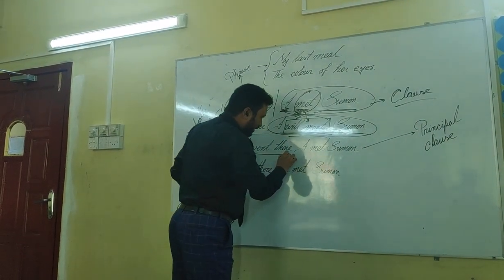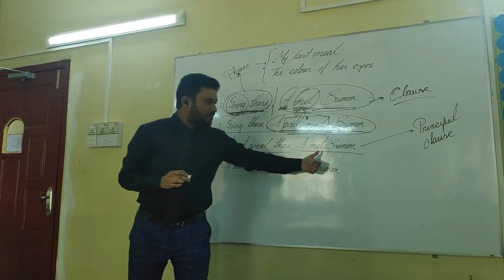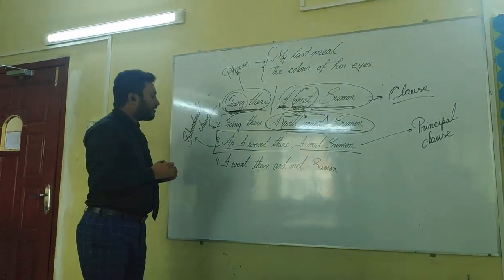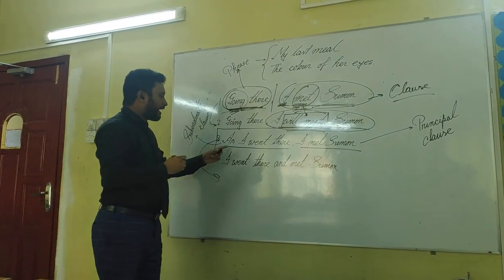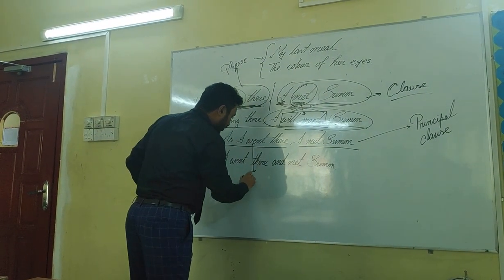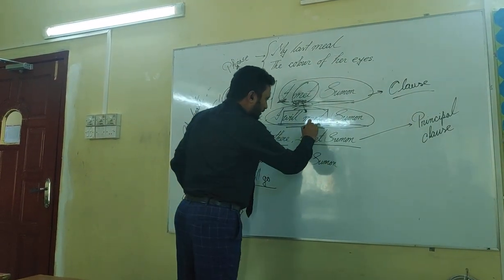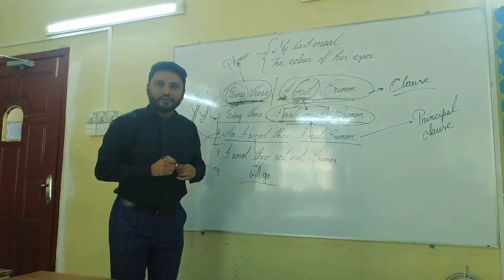As I went there, I met Shumon. There are two parts in this sentence. The first part, if I ask you to change it to future tense, what will you do? As I will go there, I will meet Shumon. How will you write? As I will go there, I will meet Shumon.